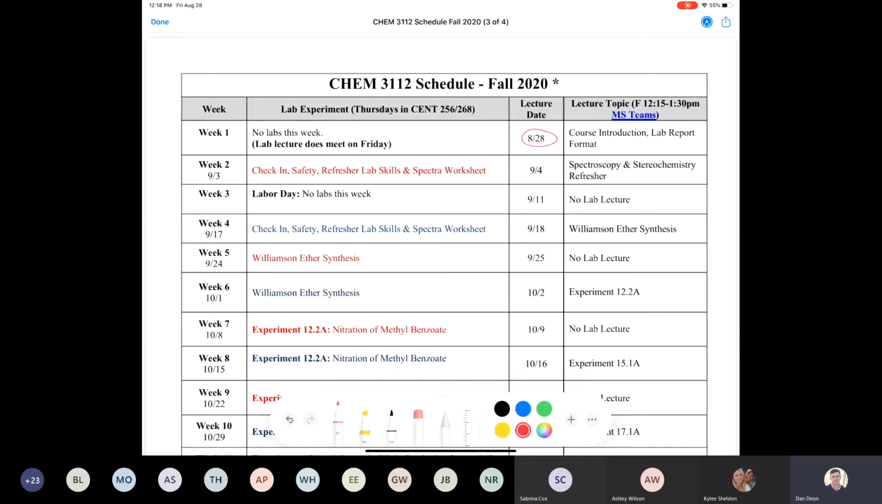I'm going to talk about the course introduction and lab report format a little bit. If you're in cohort A, which is represented by the red ink, we are going to be meeting this week in the lab. If you're in cohort B, you're not going to be meeting until September 17th in the lab. All of our labs are on Thursdays.